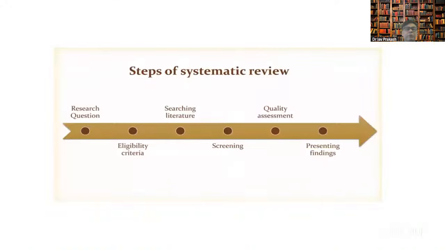Now, the steps of systematic review. First, frame the research question. Second, you make the eligibility criteria, that we are going to include this kind of studies, the inclusion criteria, and the exclusion criteria, that we are going to exclude case reports, abstract presentations in any conferences, or review papers like that. And after making this, we have to make the search criteria, from which database we will search the literature, and we will include these studies.